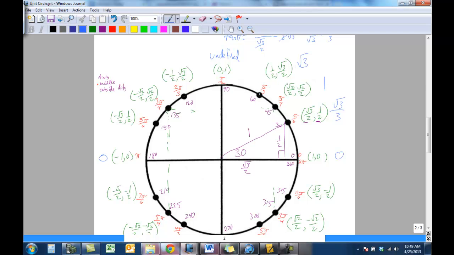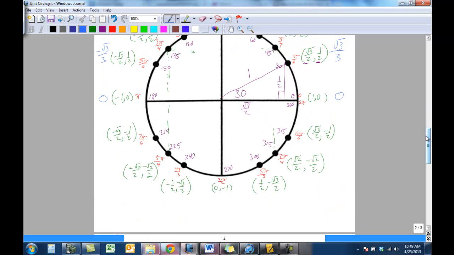Let's come to this one. This point is the same as this one, but with negative, so negative root 3. This one is -1, negative root 3 divided by 3. It's the same as this one here, right? Only with negatives. Now here, what's negative root 2 divided by 2 by negative root 2 divided by 2? Negative divided by negative is positive.